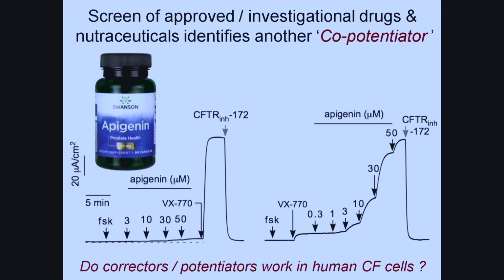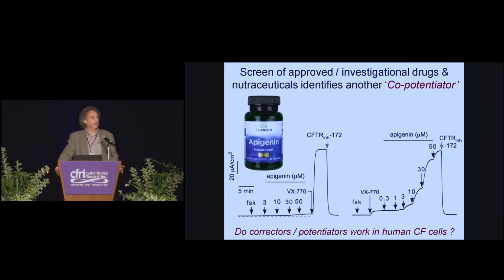What we also do is nutraceutical and approved drug screens, because if we could find a compound that's already in the health food store or approved for a different indication, that would tremendously fast-track its application to CF. And by this kind of co-potentiator screen of nutraceuticals, interestingly, we came up with this compound, apigenin, which is a plant-derived compound available in health food stores, as shown here.